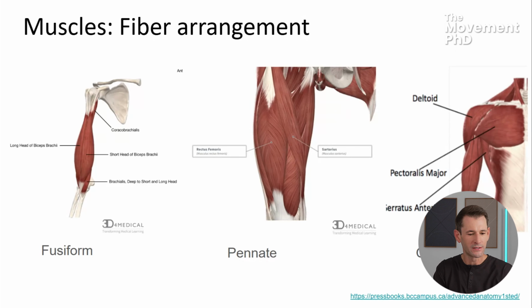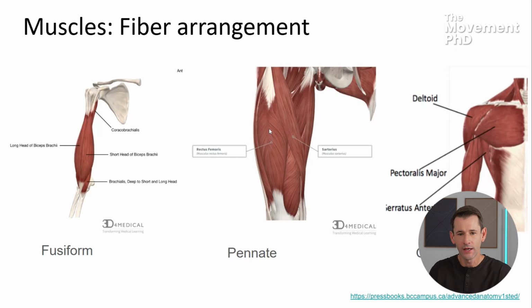Your bicep is designed for excursion or range of motion at the expense of force generating capabilities. So fusiform muscles have the least force generating capabilities, but they can do it across a longer range of motion. A pennate muscle, now we have multiple fibers that insert on a central tendon at an angle. And because of that, we can pack more muscle fibers into a muscle of the same size.